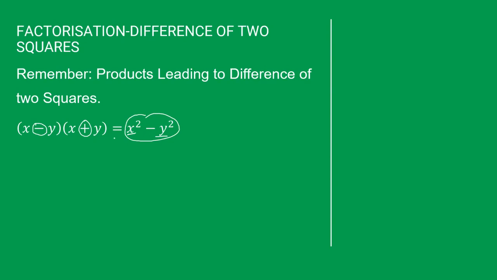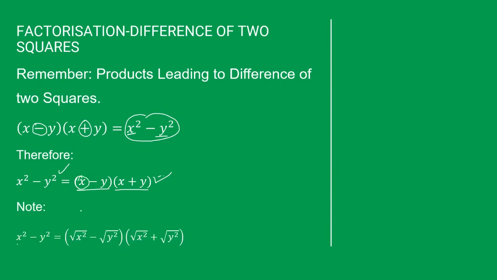So therefore, this means that x squared minus y squared is equal to x minus y and then x plus y. These are the factors. Remember, this is the product, and then these are the factors. That's how we use difference of two squares to factorize. If you check this, x is the square root of x squared. You check this y here, it is the square root of y squared. And then you create your two brackets like this.